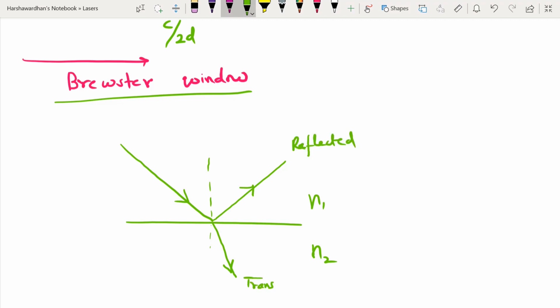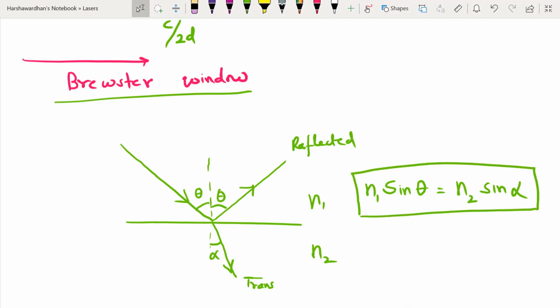Now the situation is the following. Snell's law simply governs the relationship between the angles of incidence, the angle of reflection and the angle of transmission. So what you have is n1 sin theta equals n2 sin alpha. This really doesn't talk about the polarization content of the field. So if you analyze the Fresnel coefficients, which govern the polarization or the electric field vector associated with the electromagnetic wave, you will see the following.